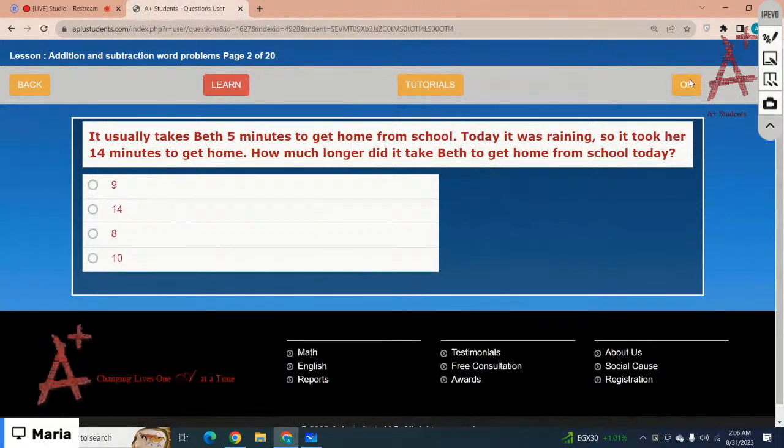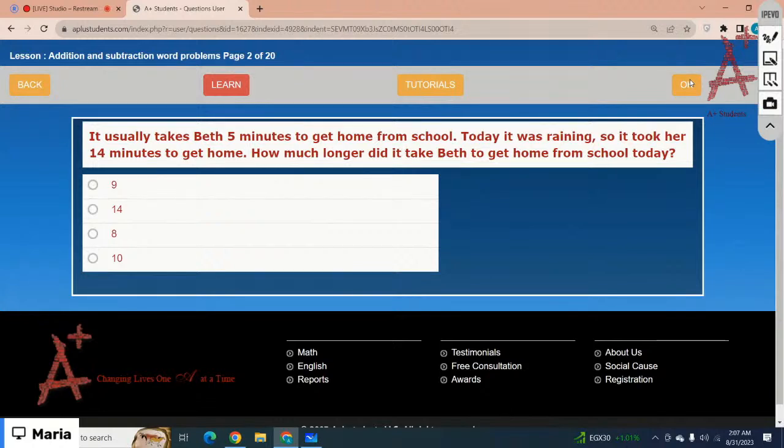Okay, the next one is: it usually takes Beth 5 minutes to get home from school. So today it was raining, so it took her 14 minutes to get home. How much longer did it take Beth to get home from school today?